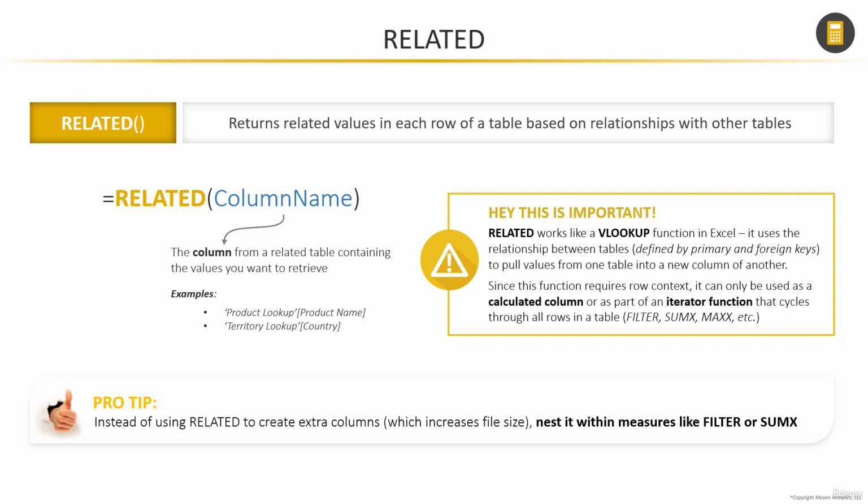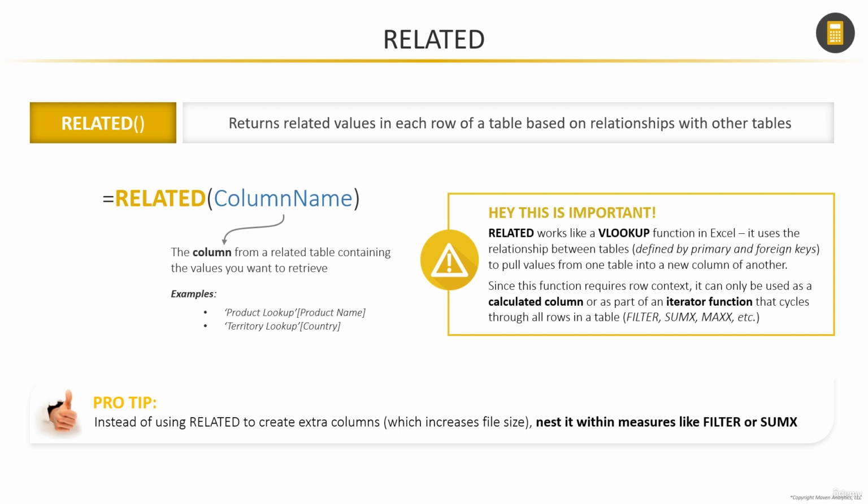RELATED does technically create redundant data, so it's important not to go overboard with RELATED. You don't want to use this function to hack your way through this huge merged table, but using it strategically to make certain fields more accessible can be a valid approach. That said, in many cases, you can actually replace the calculated column version of RELATED by nesting it within an iterator function like FILTER or SUMX. Right? So again, as a best practice, instead of using RELATED to create those extra columns, really try to use it with measures. And again, we're going to do a demo on that a little bit later with SUMX.